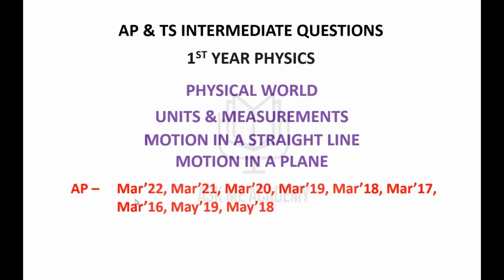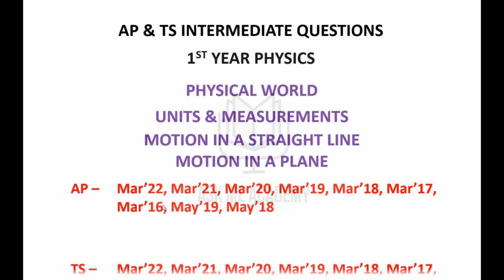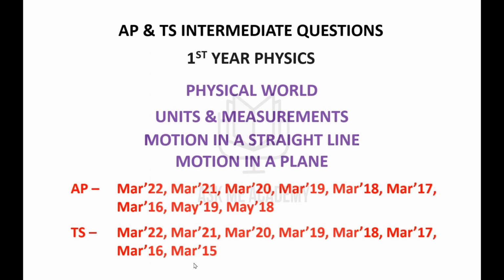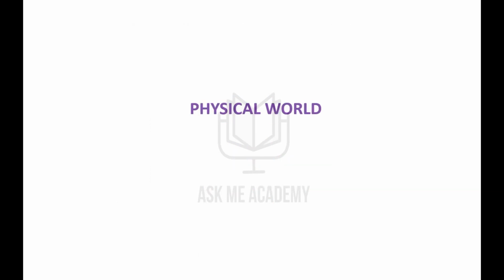From AP we are referring March 2016 to March 2022, 7 years papers, and May 2018 and May 2019, totally making it 9 papers, and from Telangana March 2015 to March 2022, 8 years papers. So first we are going to see physical world questions. This generally carries 2 marks, very short answer questions.